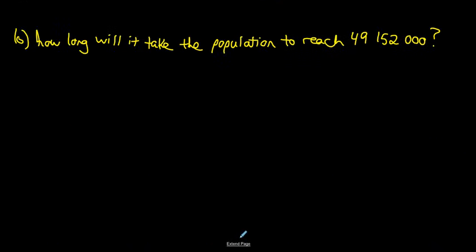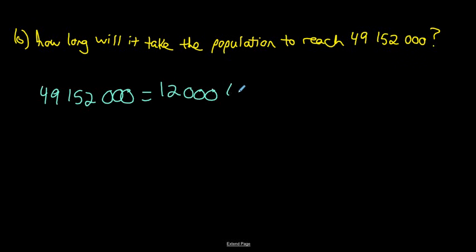Let's work backwards. This time it tells us the future value. So we know there's going to be 49,152,000 bacteria present at a certain time period. How long will it take for there to be that many bacteria? So it started at 12,000, and it was doubled once every 4 hours.